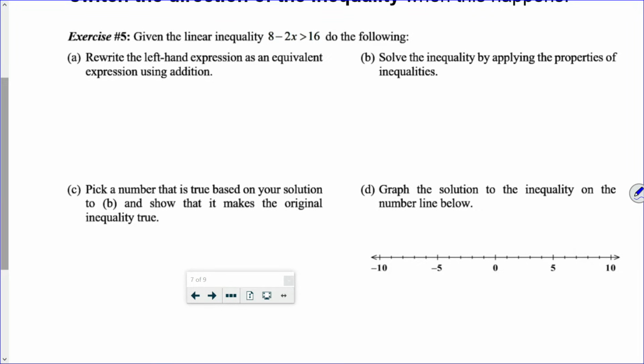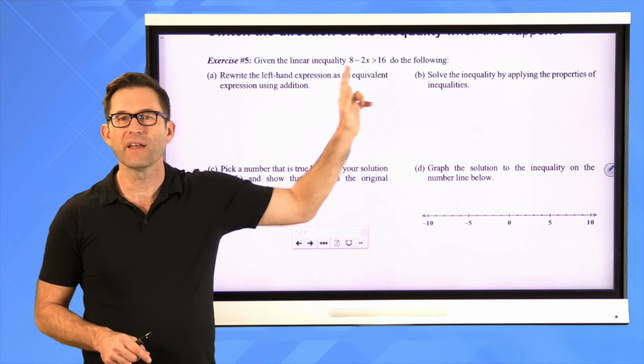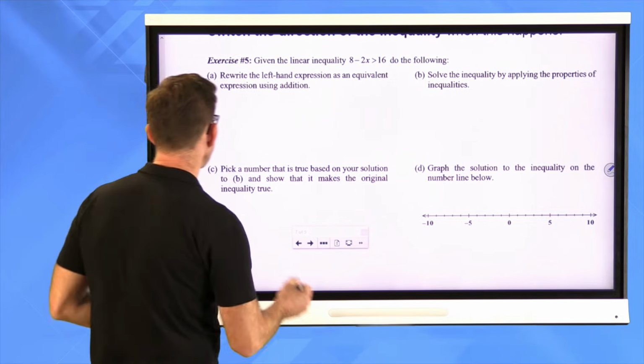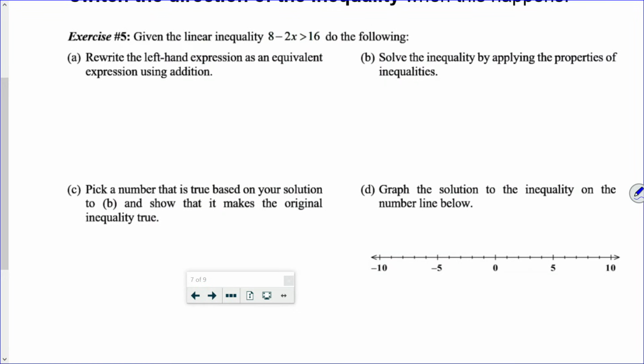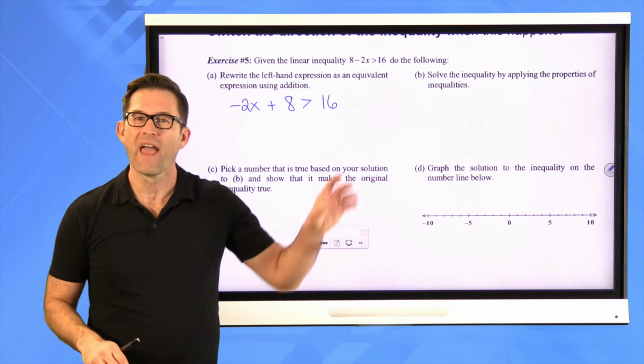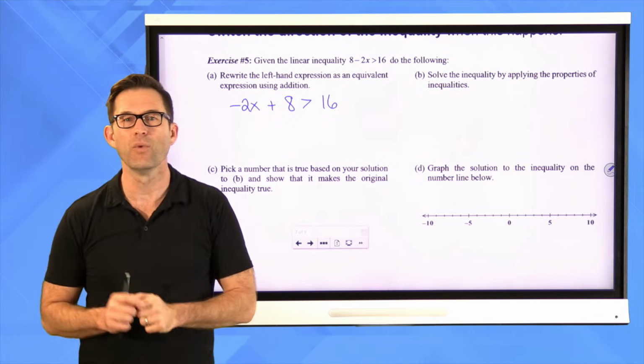Given the linear inequality 8 minus 2x is greater than 16, do the following. A, rewrite the left-hand expression as an equivalent expression using addition. Let's do this together. On the left-hand side, I have the expression 8 minus 2x. It may be easier to think about that as negative 2x plus 8. Do you absolutely have to do that? No, not particularly. But I love having that variable first. And remember, that negative 2 is attached to it because it's really 8 plus negative 2x.